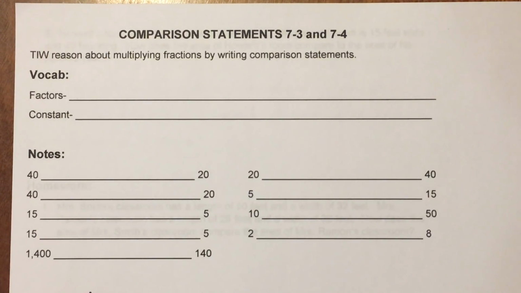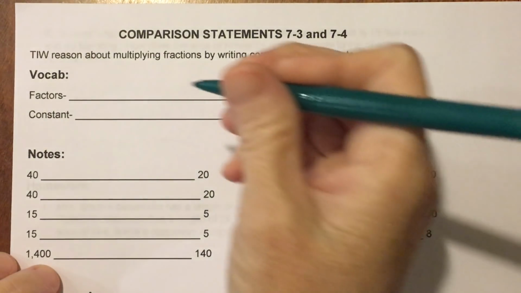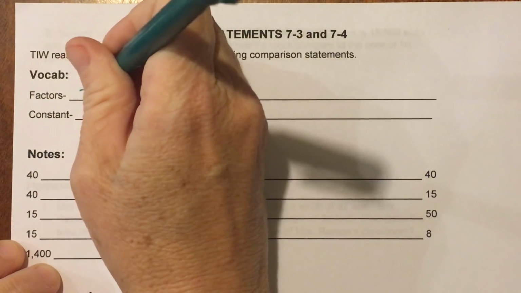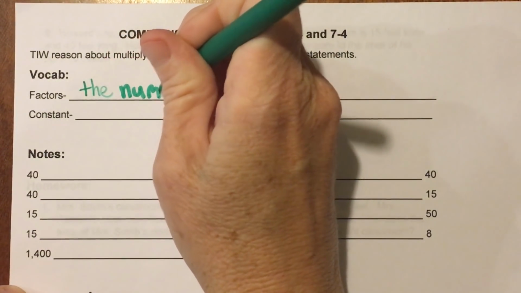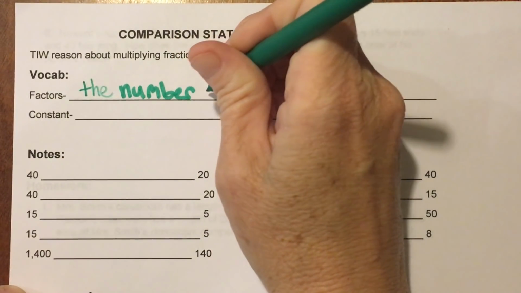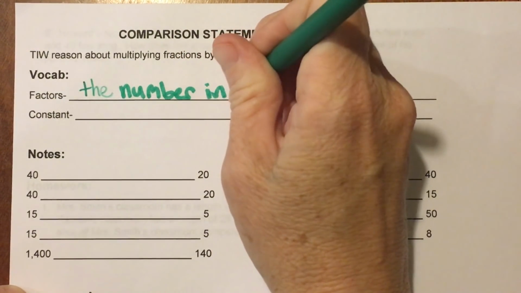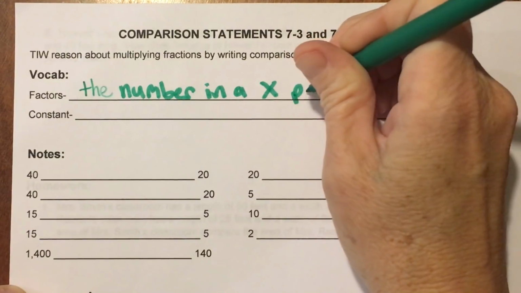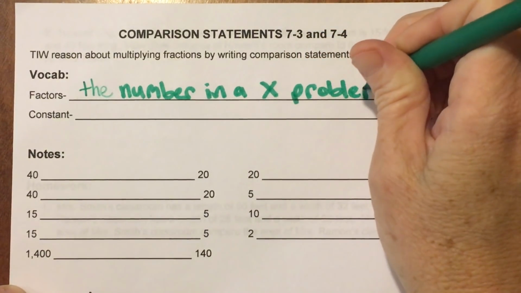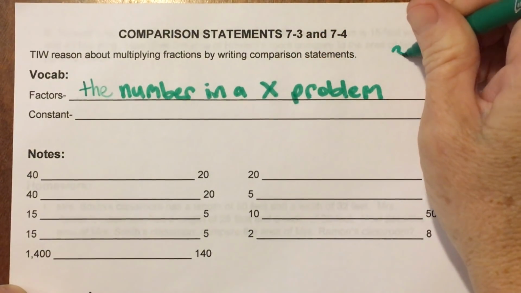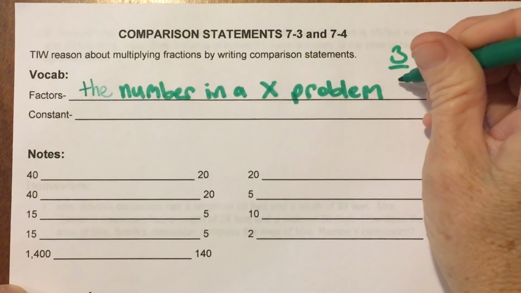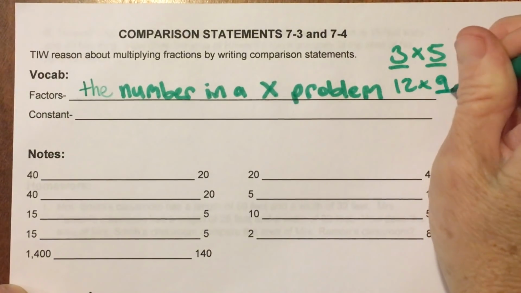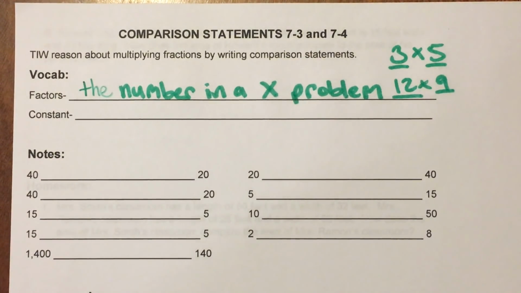Our first one is one we've had a lot. It is factors. Factors are the numbers in a multiplication problem. So if I had 3 times 5, these are my factors. I could have 12 times 9. Those are my factors, okay?